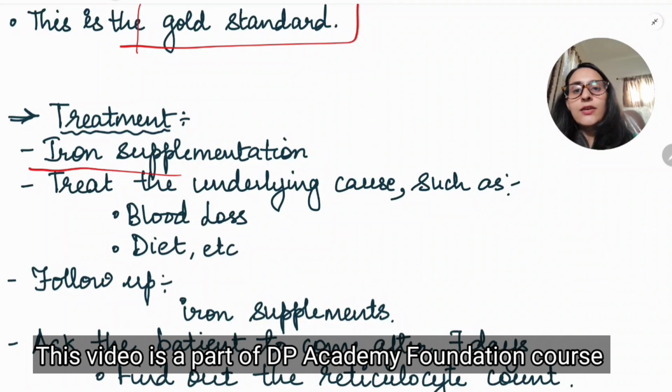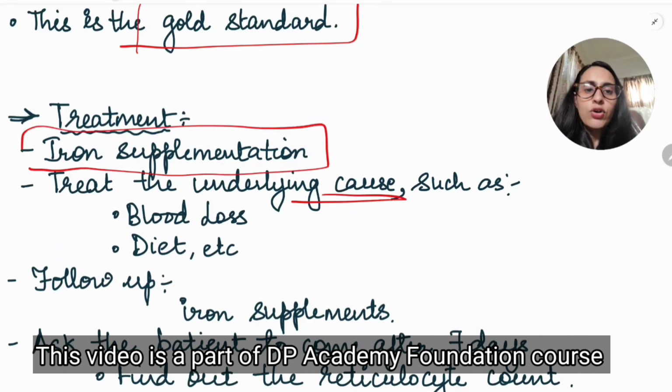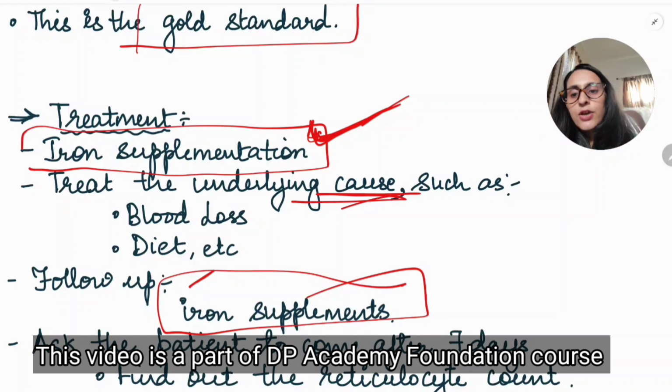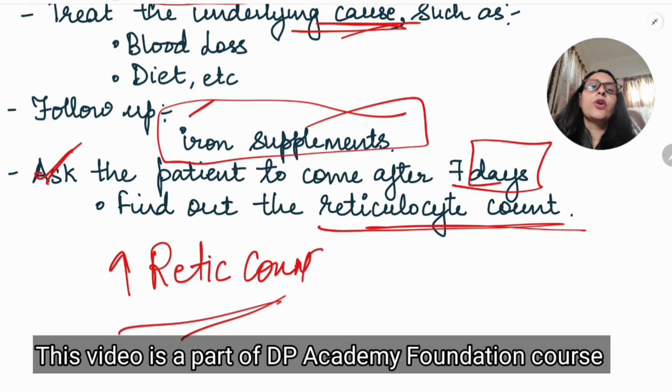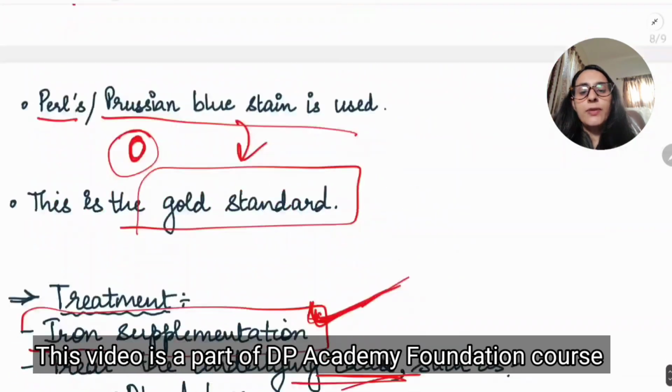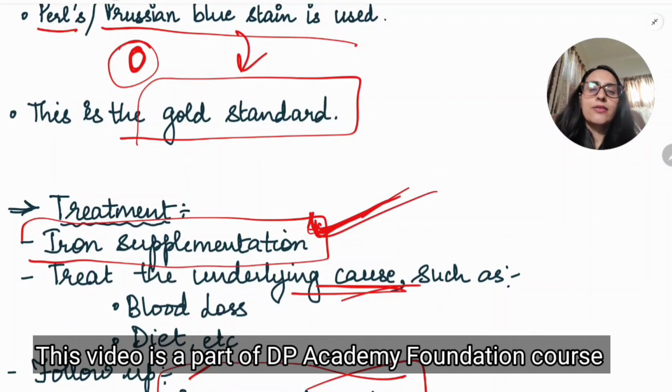Coming to the treatment part, we give iron supplements. If there is an underlying cause that is causing iron deficiency anemia, suppose blood loss is causing it, or it is deficient in the diet, then you can also add iron supplements in the diet. So basically we give iron supplementation for iron deficiency anemia. After blood testing, after you do the diagnosis, we give patients the iron supplements. We ask the patient to come after 7 days or 1 week, and then we check the reticulocyte count. What we find is that the reticulocyte count increases. That means the bone marrow is responding properly. So this is the major treatment of iron deficiency anemia, iron supplementation. So this is about iron deficiency anemia.